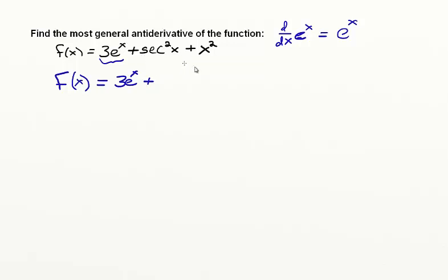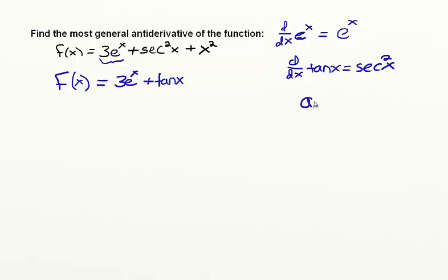Now, secant squared of x. What function has the derivative secant squared of x? That turns out to be tangent of x. So the antiderivative for secant squared of x is tangent of x. Now we want to think about the x squared term. For x squared, we need to basically do a reverse of the power rule in order to arrive at the function whose derivative is x squared.